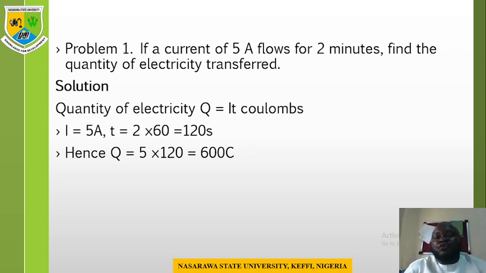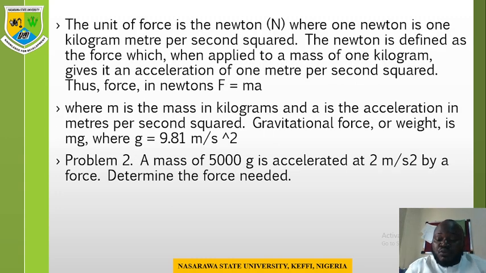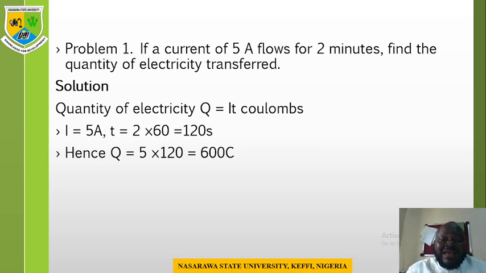Now we have an example to illustrate what I've just said: if a current of 5 amperes flows for 2 minutes, determine the quantity of electricity transferred. We know the quantity of electricity or charge, Q, is equal to the product of current and time, and the unit is in coulombs. I is given to us in the question to be 5, and the time is 2 minutes. That brings us back to what I've just said: you need to convert 2 minutes to seconds. You multiply 2 by 60, which gives you 120 seconds. Hence, Q is equal to 5 times 120, and that gives you 600 coulombs.